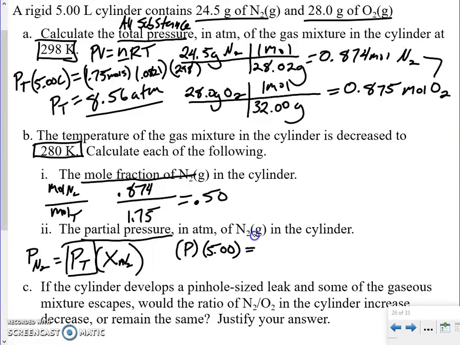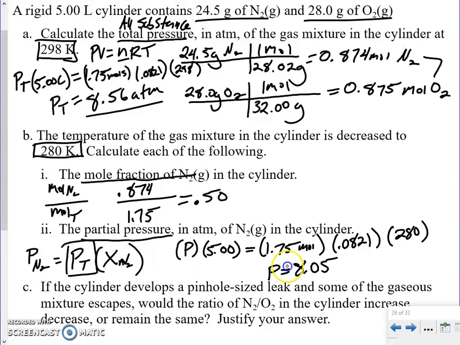But I'm going to do it the other way just to make you use this equation. Okay, times 0.0821, and our temperature is now 280. So what do we get? We get 1.75 times 0.0821 times 280 divided by 5. And our new total pressure in the system is going to be 8.05.